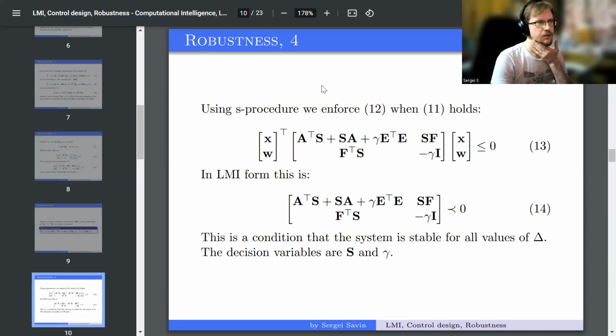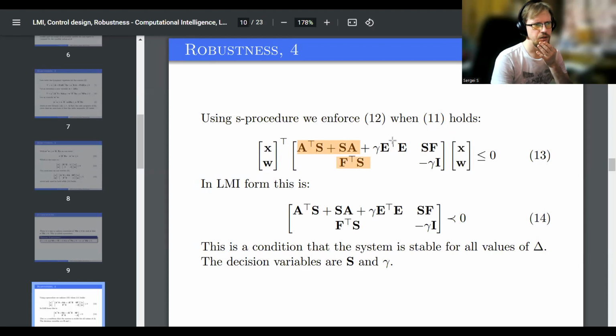So let's look at it. And what we get is this guy. The original matrix is here. You can see that was the original matrix. And the addition is here, gamma E transpose E minus gamma I. That is the additional matrix.